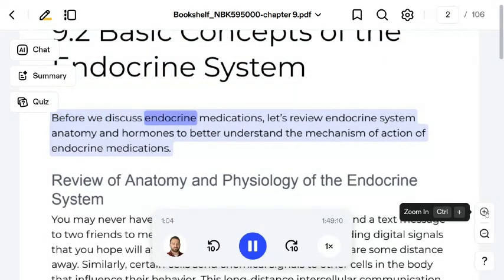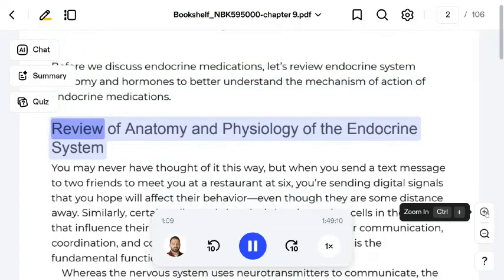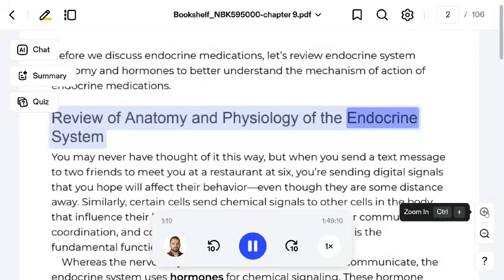9.2 Basic concepts of the endocrine system. Before we discuss endocrine medications, let's review endocrine system anatomy and hormones to better understand the mechanism of action of endocrine medications. Review of anatomy and physiology of the endocrine system.